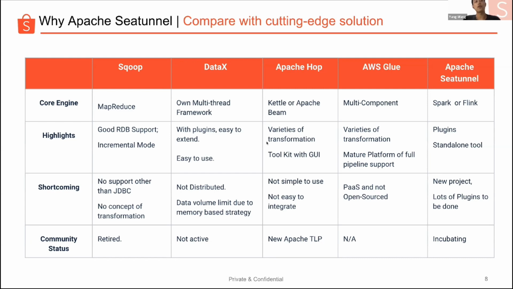Next one is Apache Hop. It is a rising star based on Kettle or Apache Beam. It looks really nice in many ways, but it's too heavy for us. Hop aims to create a one-stop data processing platform, but what we need right now is a lightweight tool. Similar reason for AWS Glue, and it is not even open sourced, so we have to pass on it. So we started evaluating our last choice, SeaTunnel.